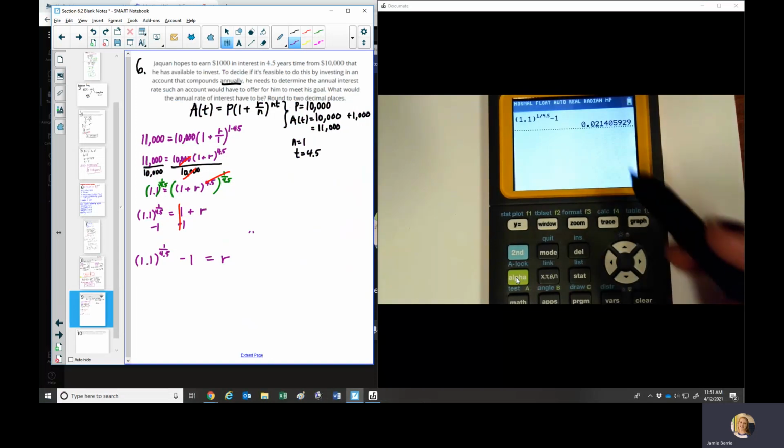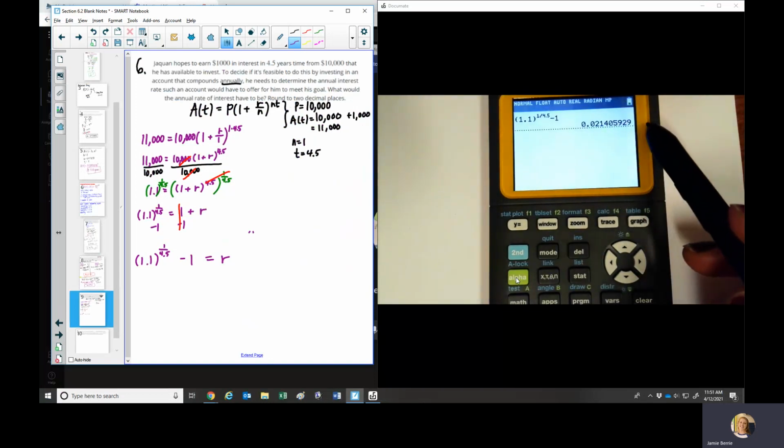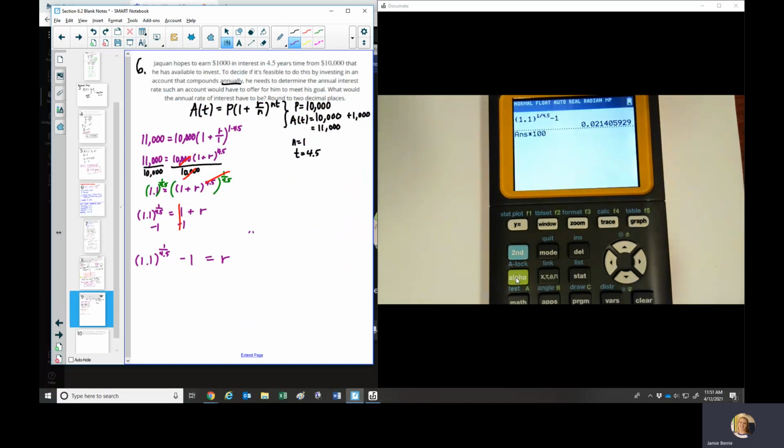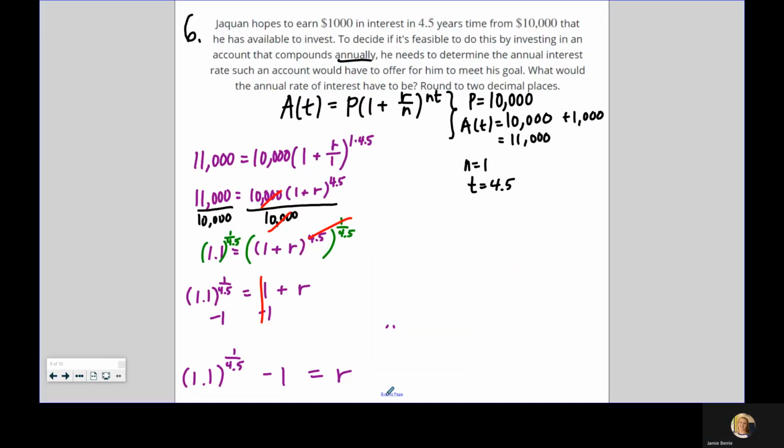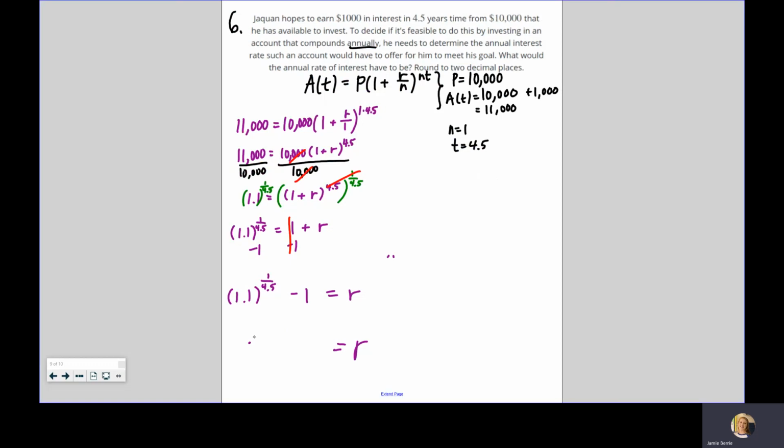0.0214. Now this is in decimal form, so to convert it to percentage form, we can multiply by 100. This is the same thing as moving the decimal 2 times to the right. It says round to 2 decimal places, so that's 2.14%. R is 2.14%. So that is what Quan needs his interest rate to be to earn $1,000 in 4.5 years.